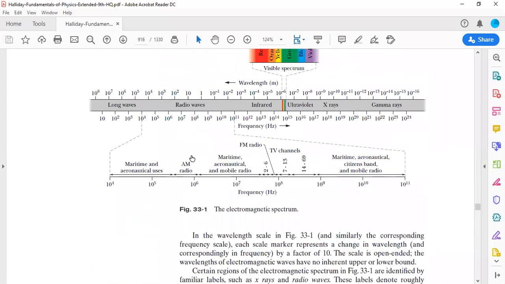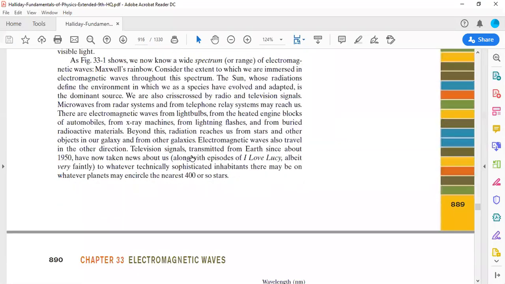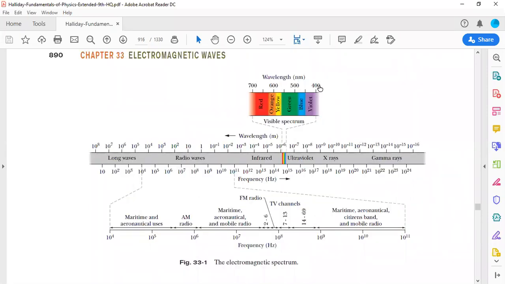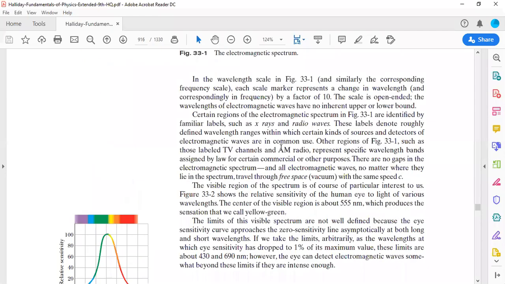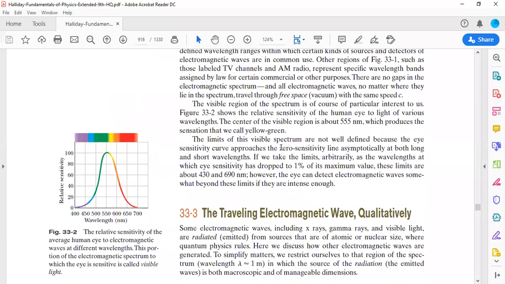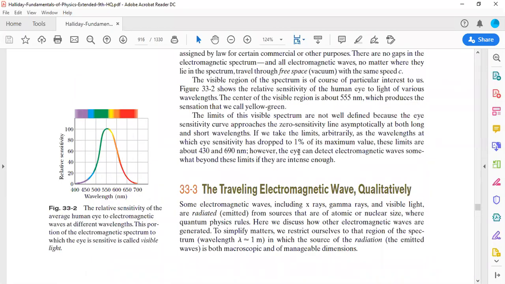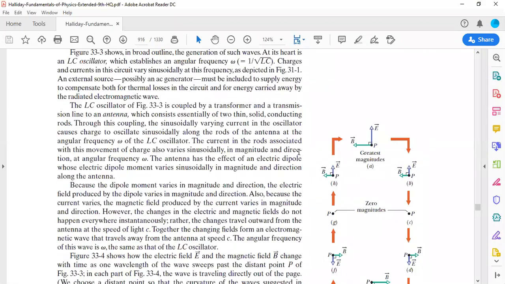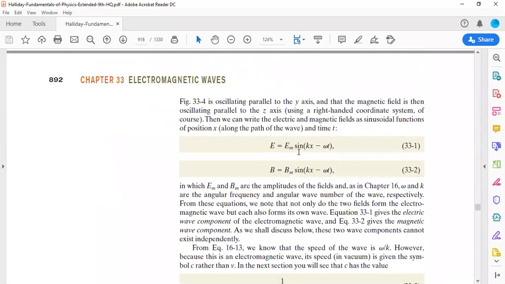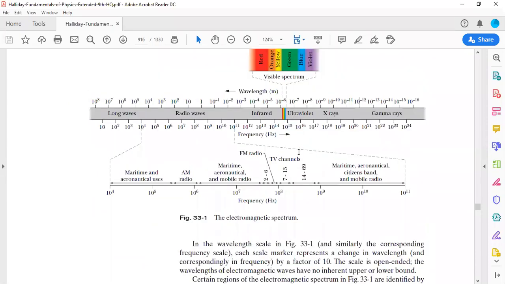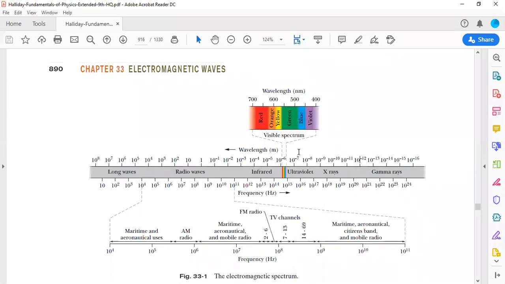So this paragraph contains a lot of information for you, and you must study this from somewhere else because this is not enough for detailed information. Anyhow, topics like traveling electromagnetic waves qualitatively are not part of your syllabus. You just have to focus on the electromagnetic spectrum, and why the electromagnetic spectrum is important, and why it is important to study.